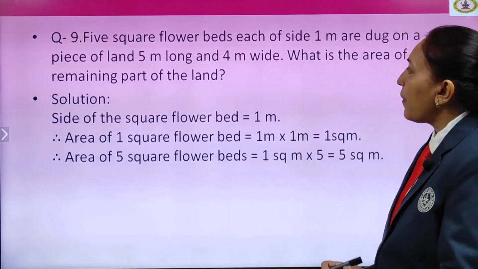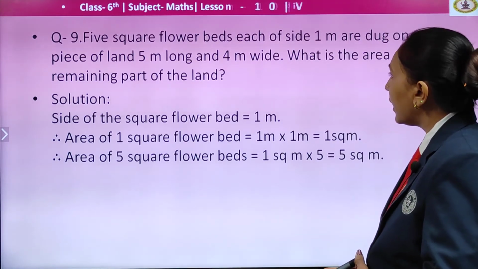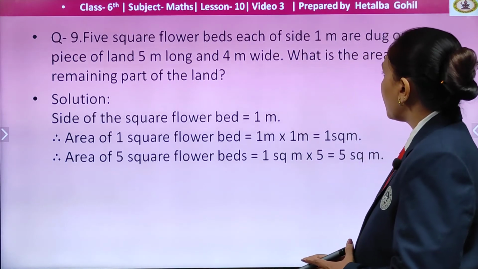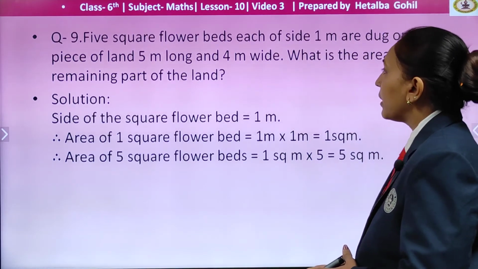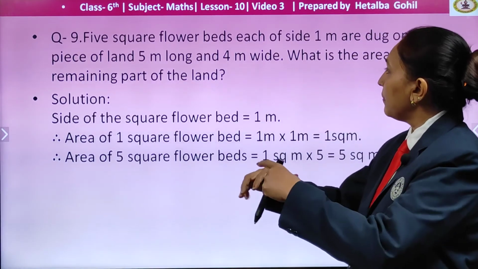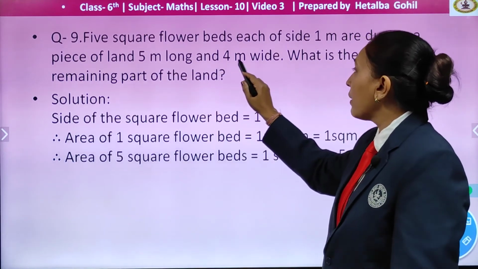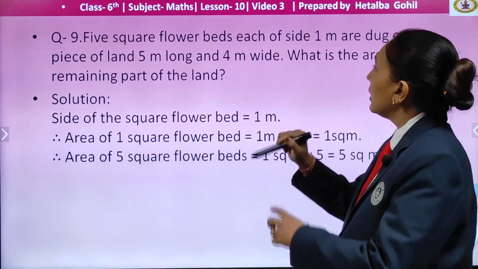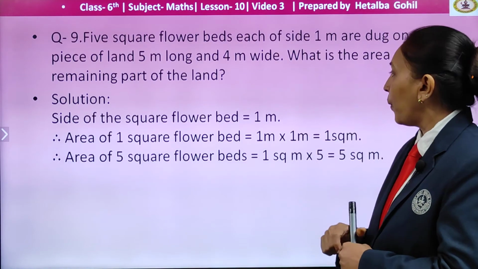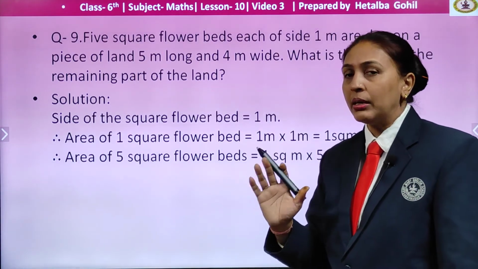Question 9. 5 square flower beds, each of side 1 meter, are dug on a piece of land 5 meter long and 4 meter wide. What is the area of the remaining part of the land? So here is a piece of land which is 5 meter long and 4 meter wide, where 1 meter square flower beds are dug, meaning the area is dug to plant flowers, and we have to find the remaining part of the land. What is the area for the remaining part?